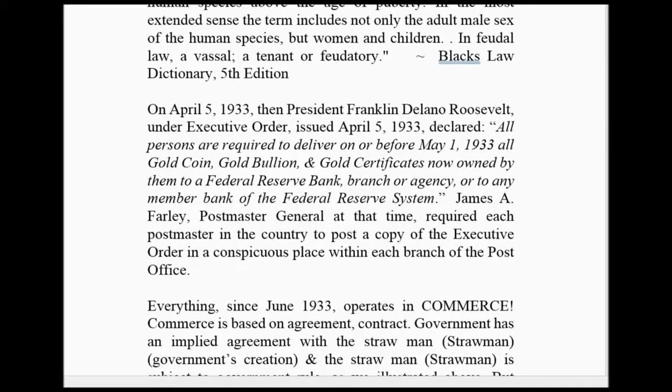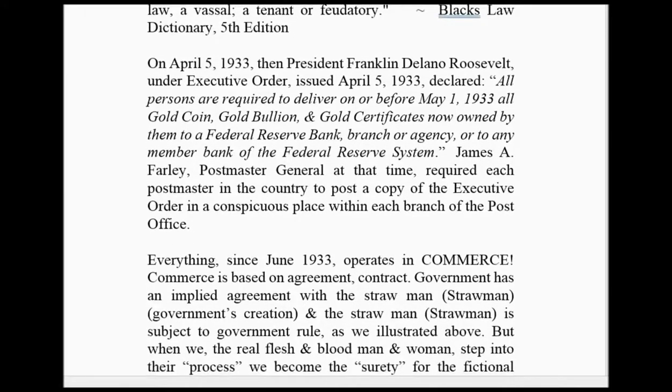All right, April 1933, this is when Roosevelt, the Knights of Malta, and Freemasons made an executive order. All persons are required to deliver on or before May 1st all gold coin and bullion now owned by them to the Federal Reserve. So they took our gold away. Now we're $21 trillion in debt, folks. Do you think they're going to do it again to us?